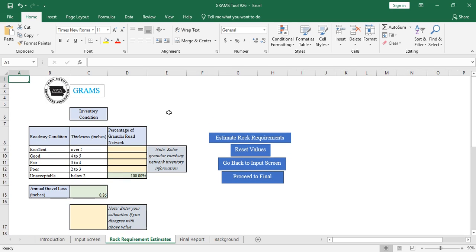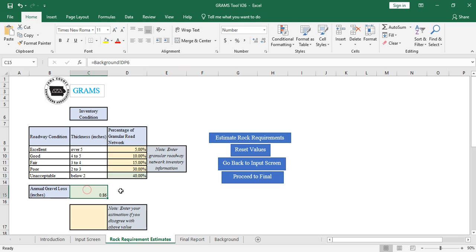Here the user needs to put in inventory information of the roadway network. We're going to assume over 5 inches of thickness is about 5% of the roadway network. 4 to 5 inches of thickness about 10% of the roadway network. 3 to 4 inches of thickness about 15% of the roadway network. And 2 to 3 inches of thickness about 30% of the roadway network.